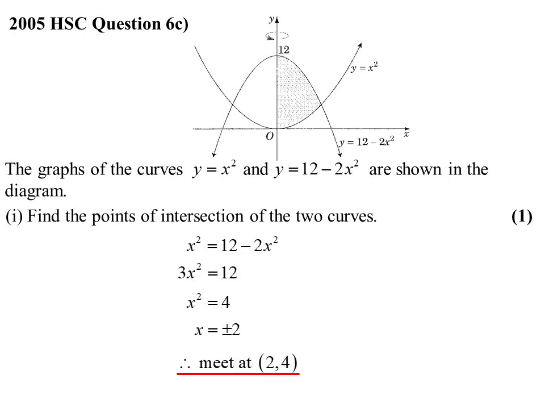I've found them. And, I suppose technically my answer is wrong because I've just said 2, 4 because I've looked at the diagram and looked at the shaded area, but really I guess I should have had minus 2, 4 as well in my answer.